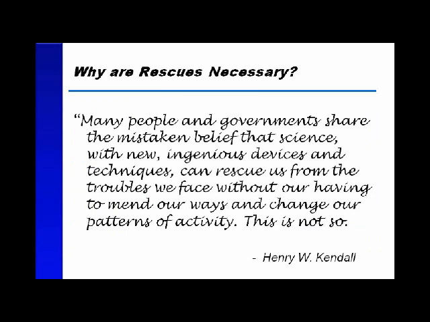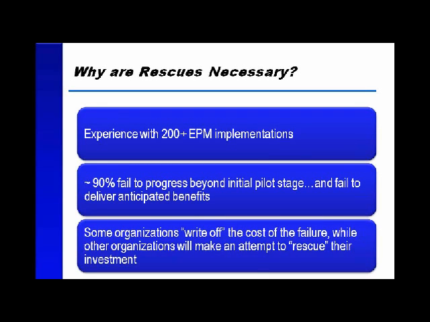So the first thing we want to talk about is why rescues are necessary. The first thing I wanted to speak about was from our experience. We've done over 200 Microsoft Project Server implementations, and about 90% of those fail to progress beyond the initial pilot stage, meaning something gets installed and then it gets stalled. And many of those pilots that stall fail to deliver the anticipated benefits. So when we talk about a rescue or the necessity for a rescue or a failure, we're talking about those 9 out of 10 implementations that really don't get beyond the initial pilot and really don't deliver on the expectations that were anticipated when the initial solution implementation was conceived and begun.